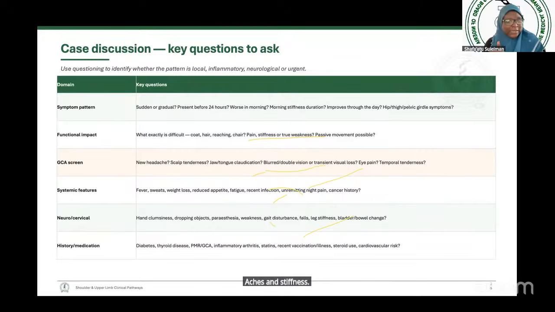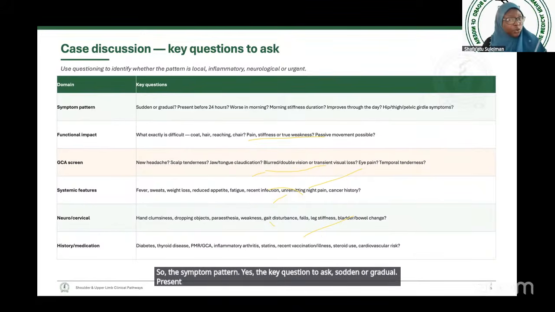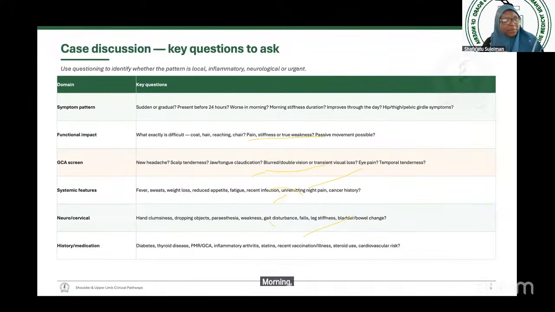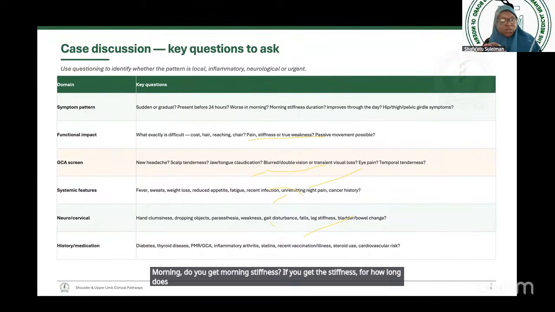So, the symptom pattern. Yes, the key questions to ask: sudden or gradual? Was it present before 24 hours? Is it worse in the morning? Do you get morning stiffness? If you get the stiffness, for how long does it last? Does it improve through the day? Does any activity specifically improve the stiffness? Are there any hip, thigh, or pelvic girdle symptoms?